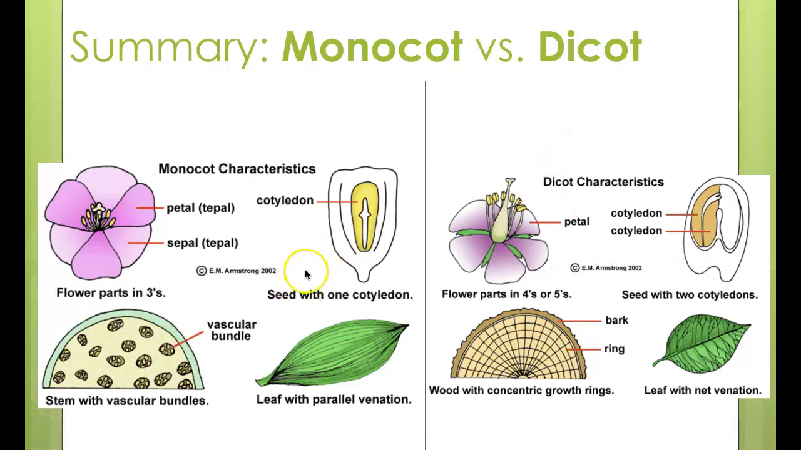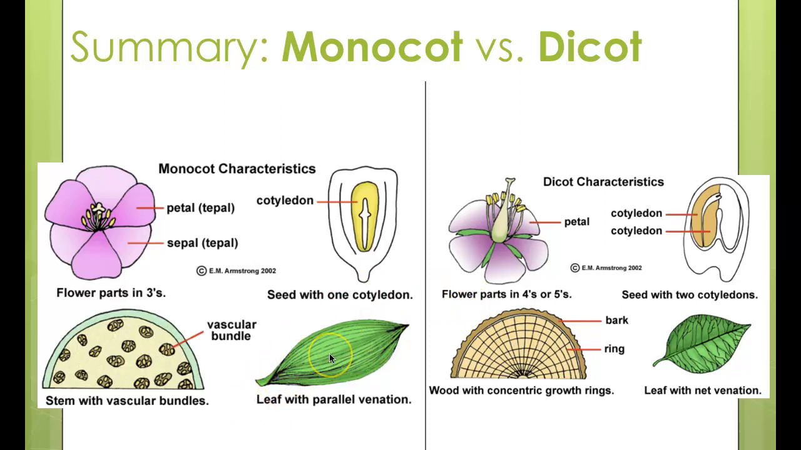So notice one leaf comes out, two leaves come out as it grows. This is that vascular bundle in the stem, tending to be all spread throughout the vascular tissue. Whereas this is showing an example of an oak tree with the wood and the rings as it grows. It tends to be a hardier stem on the dicot.